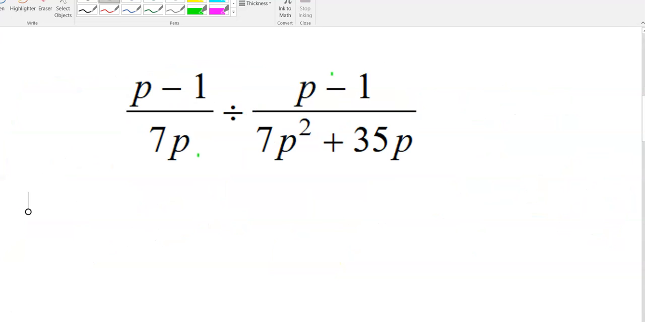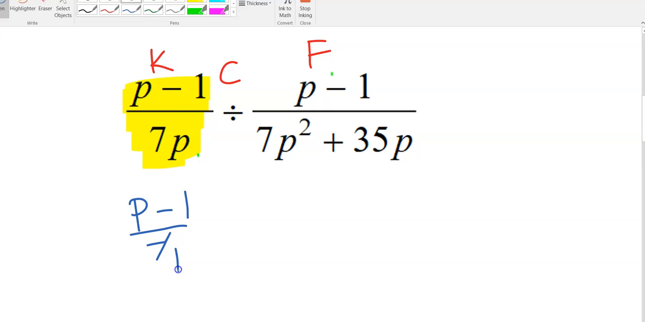This is going to go back to dividing by a fraction. And we used to say that this was keep it, change it, flip it. In other words, keep this first fraction exactly how it is. It's just going to stay p minus 1 over 7p. Alright, so I'm just going to keep the first one how it was. I'm going to change this to multiply though. It was a divide. I'm just going to change it to multiply.